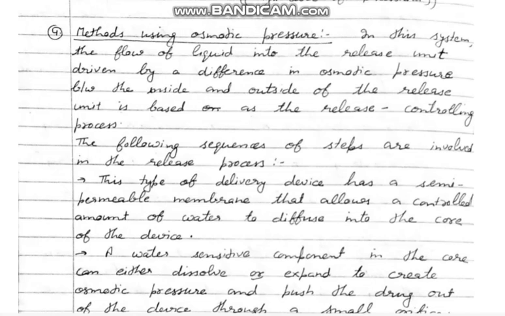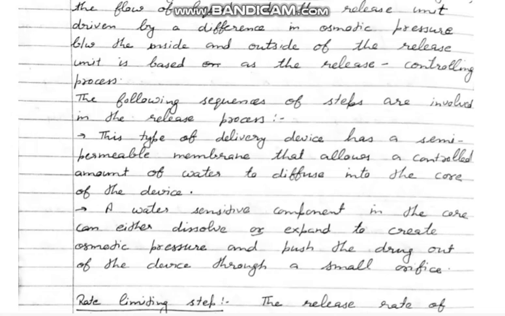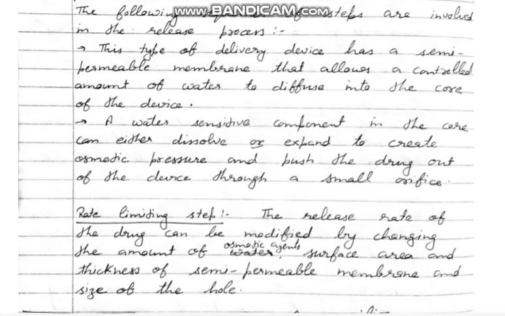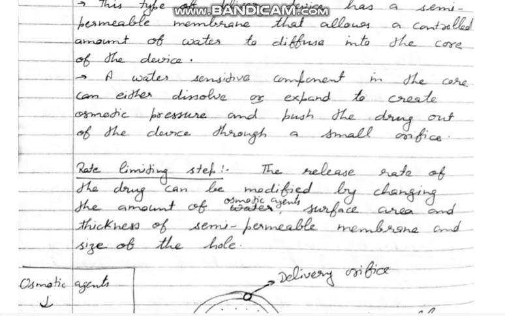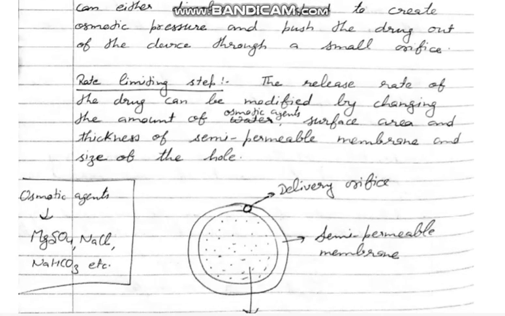Then osmotic agents, also called osmogens, are present, which will take this water or fluid and may swell up. Because of this change in property, osmotic pressure is produced here. This osmotic pressure will push the drug to come outside, and the drug will come out from the delivery unit via the orifice. What is the rate limiting step? The release rate of the drug can be modified by changing the amount of osmotic agent, surface area, thickness of semi-permeable membrane, and size of the hole.